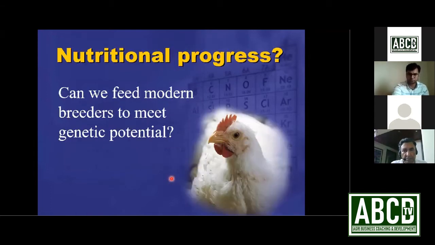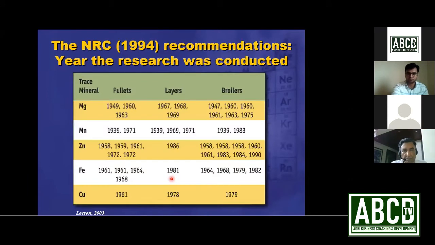What about this nutritional progress? How can we feed these modern breeders to meet the genetic potential? If we go back to the year 1994, the last NRC, and we examine all the data that we had at that time in terms of minerals, you can see that all this data here are very old. Most of the studies that were conducted with minerals are from the 30s, the 40s, the 50s, and they were not updated anymore.